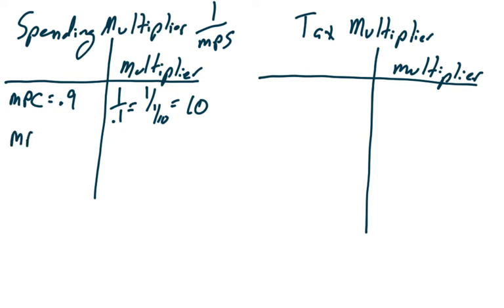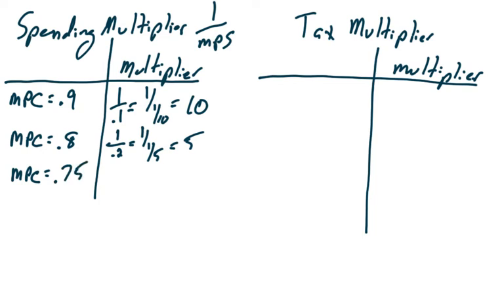What about if my marginal propensity to consume is 0.8? Well, in this case, our spending multiplier would be 1 over 0.2. Once again, 0.8 and 0.2 equals 1, so I know that I am correct. I also know that 20% is a fifth, right? So I know that this has to be 1 over 1/5, which means my multiplier in this case will be 5.